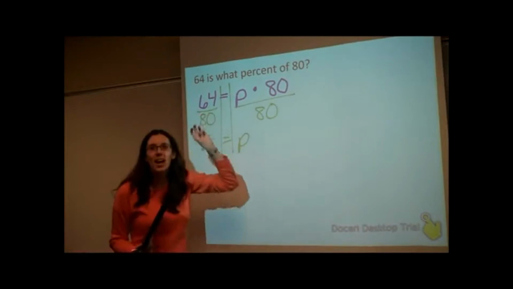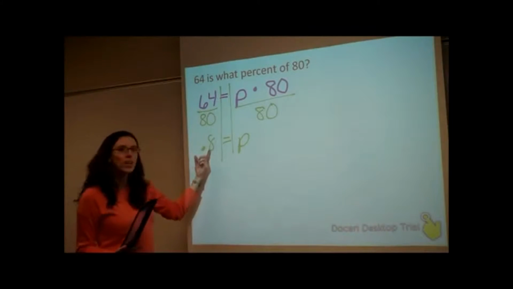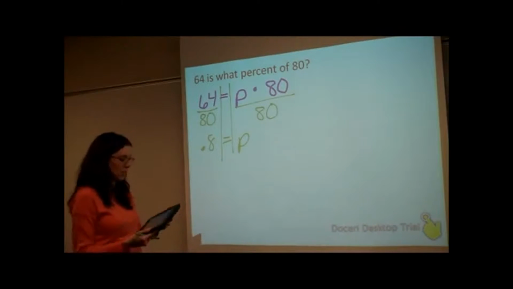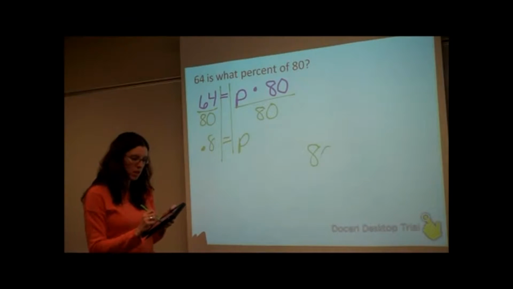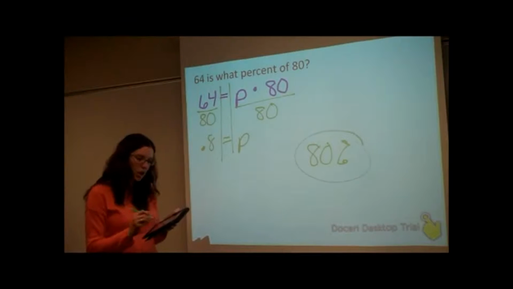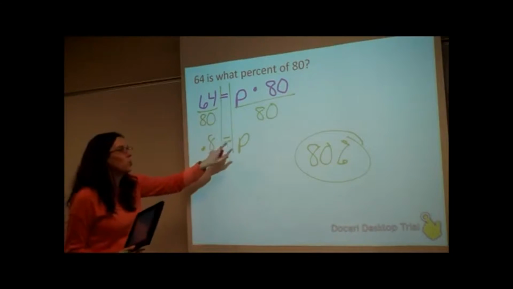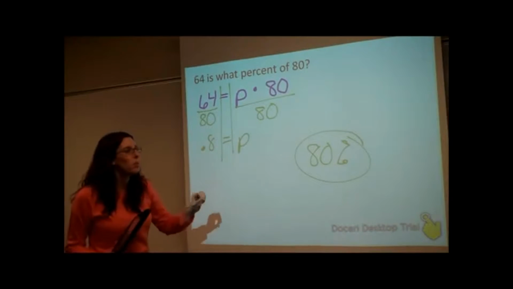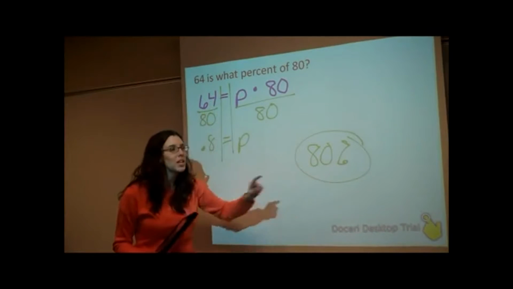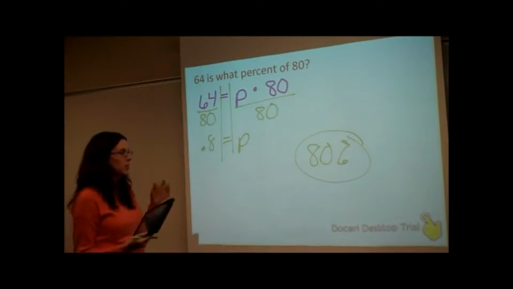I want to write it as a percent. So 0.8 would be equal to what percent? Well, that would be 80%. Okay, move the decimal 2 places to the right. So when you're finding the percent, you've got to remember to do that. If it's asking what percent, I want it written as a percent. Okay?